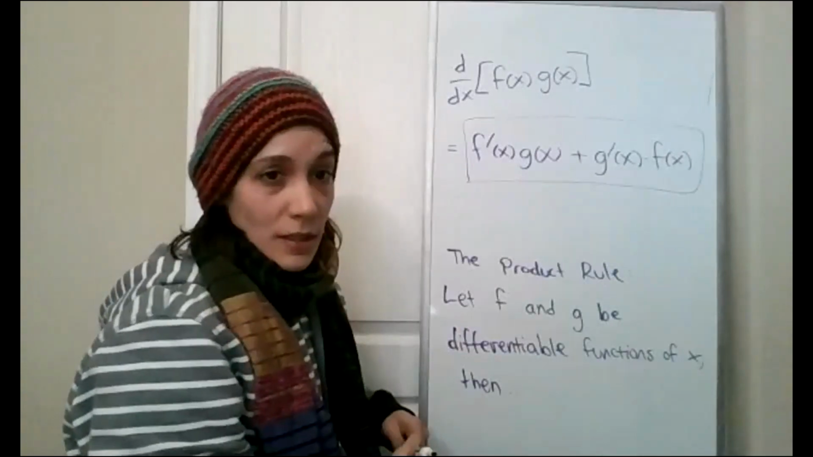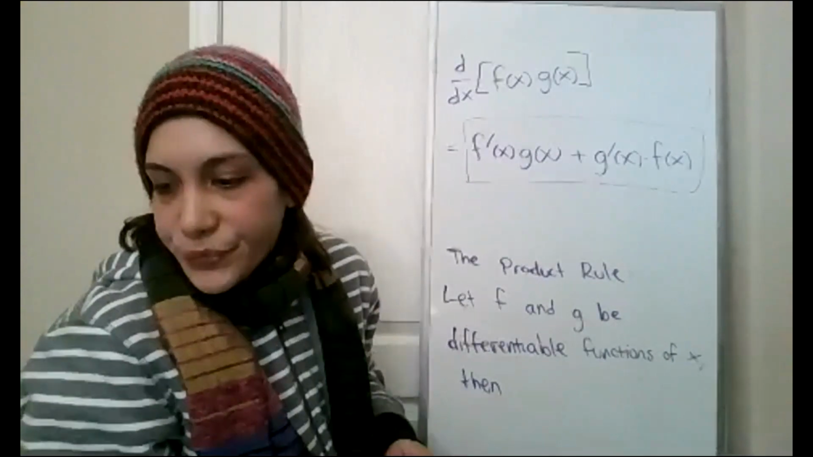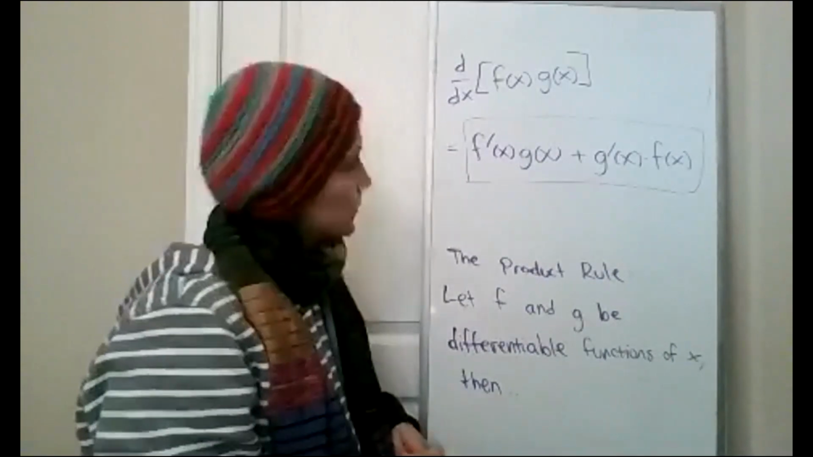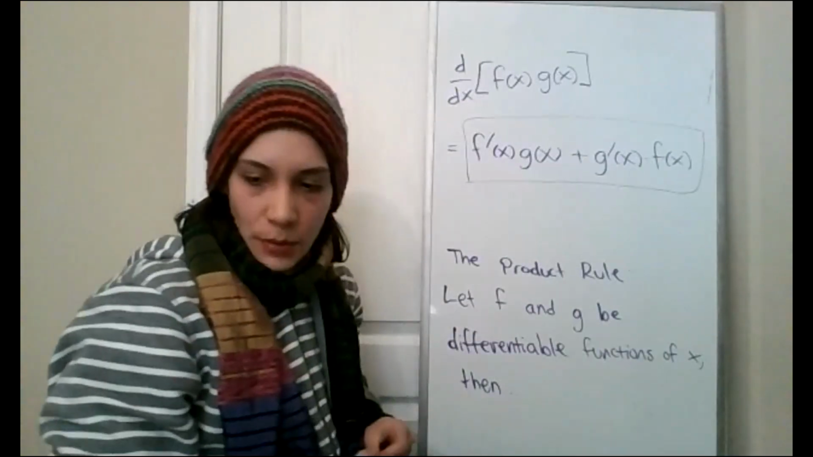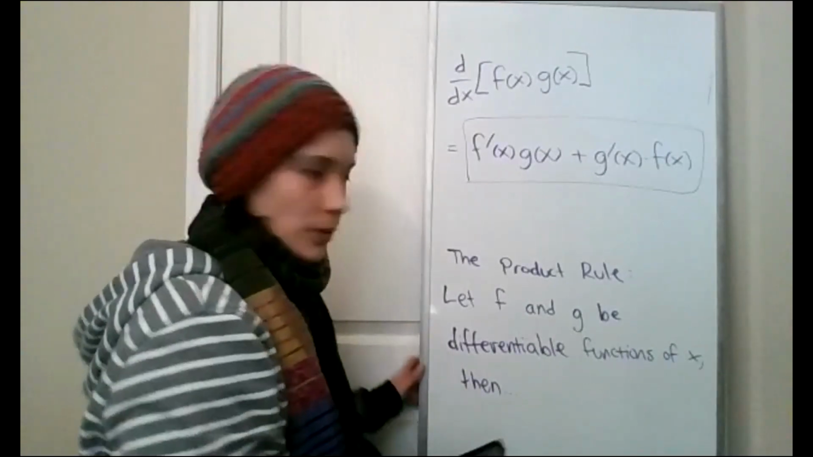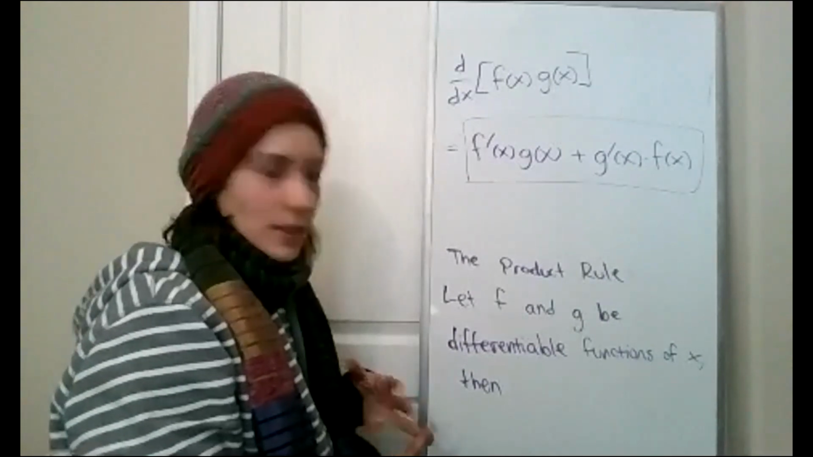I think we should do one. Let's try. We're just going to keep moving through. I think we'll do some examples at the end, but let's finish up some of the rules. So product rule, quotient rule, chain rule.